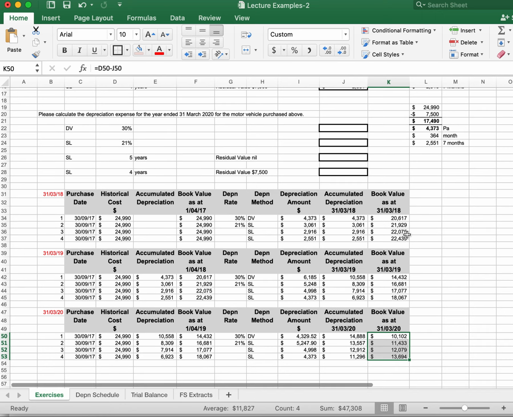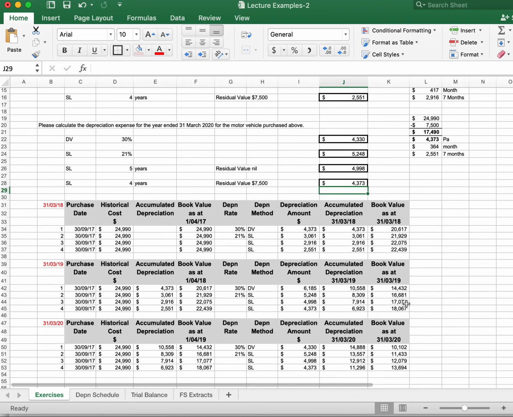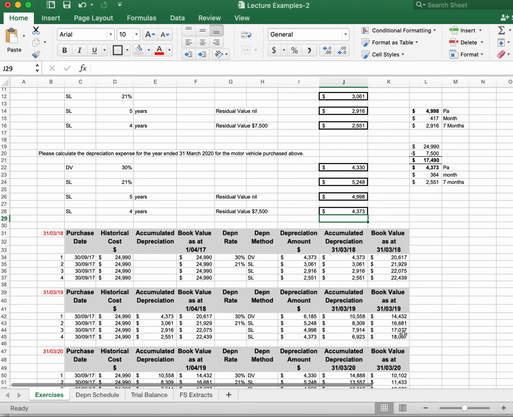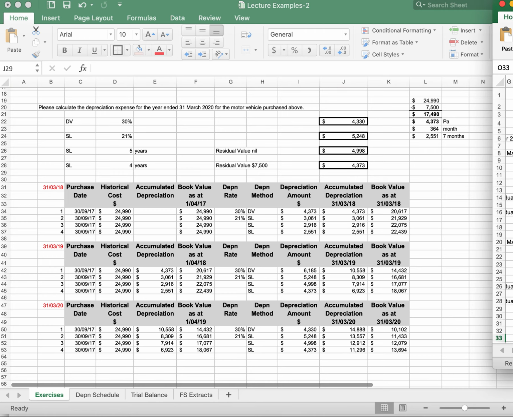Okay, so the question is: what was the depreciation in the 2020 year? So then it's this equals that. You can show the cents, or you can just show the full dollars. This one here will be this one here, the depreciation amount. This one here will be that one, and this one here will be this one. Right, so that's giving you the answers. As I say, I like to do them in a depreciation schedule so I can look backwards and forwards just to make sure that I get the right answers.